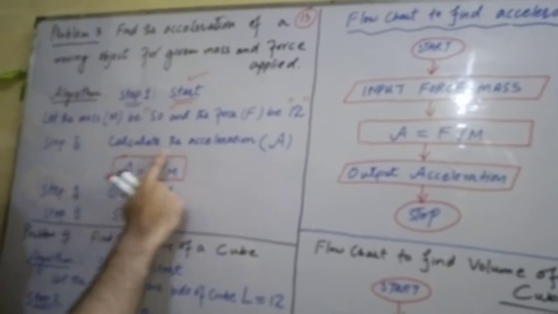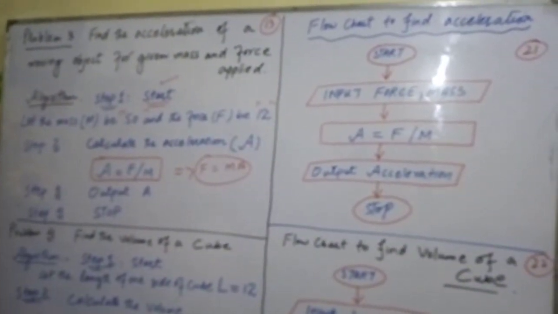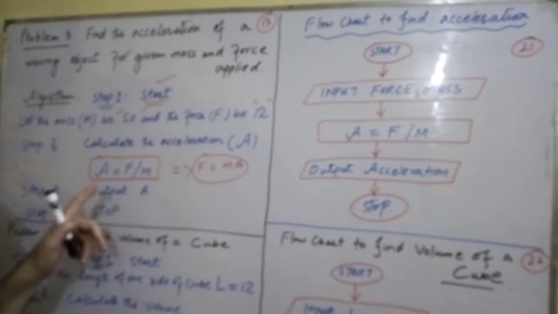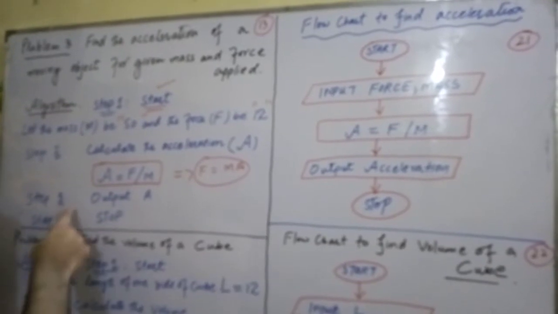Step 2 is calculate the acceleration A. This is the formula: A is equal to F divided by M. We know that it is derived from the formula F is equal to MA. This is the formula in physics: force is equal to MA. So acceleration A is equal to F divided by M. Step 3, output A, and step 4, stop.